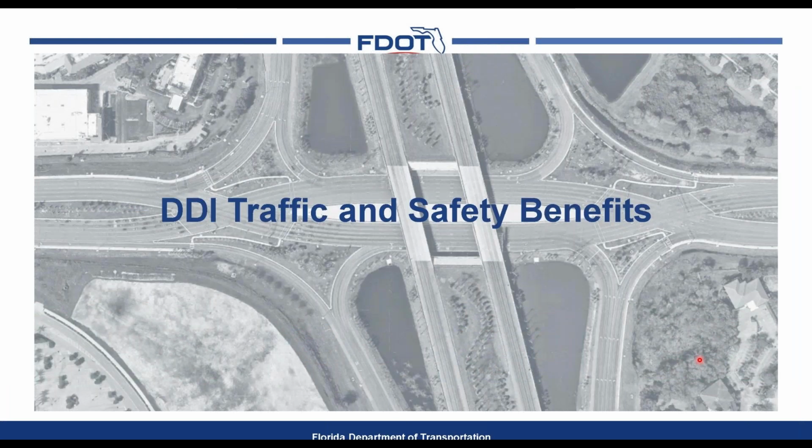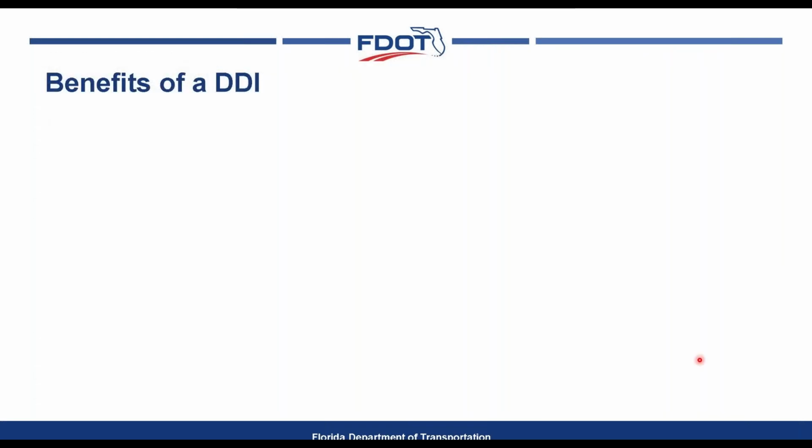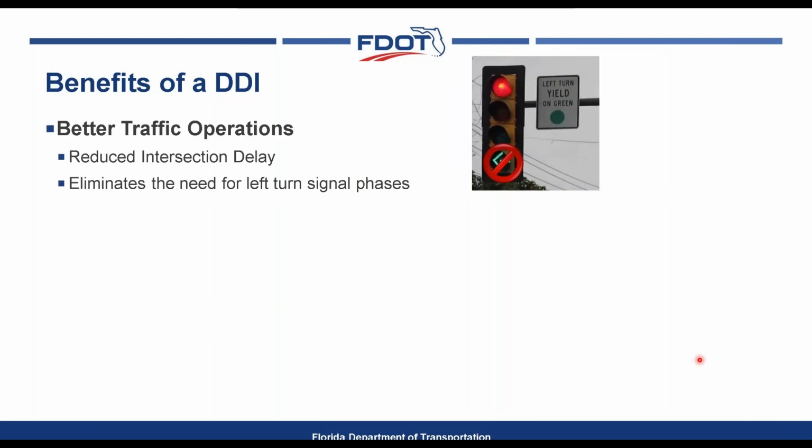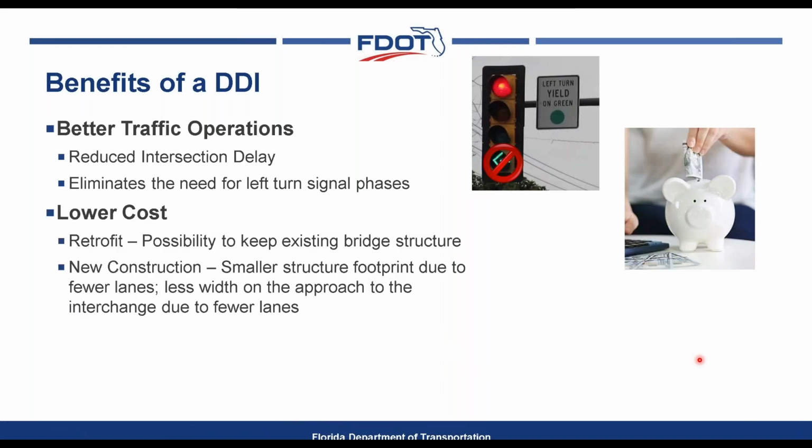So now we'll look at some of the traffic and safety benefits of a DDI. First, the DDI typically has better traffic operations than other interchange types, such as a traditional diamond. The DDIs are going to eliminate the need for left turn signal phases, which reduces the overall intersection delays. They also have a smaller footprint than other interchange types, mainly because the left turn lanes to the on-ramps do not have to yield to any oncoming traffic, which allows them to be a little more efficient and not require as many left turn lanes. Often the interchange can be retrofitted to a DDI without the need to widen the existing bridge structure, and new construction is also less expensive because it requires fewer lanes with less width on the approaches.